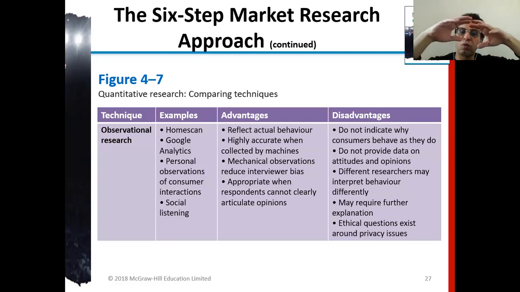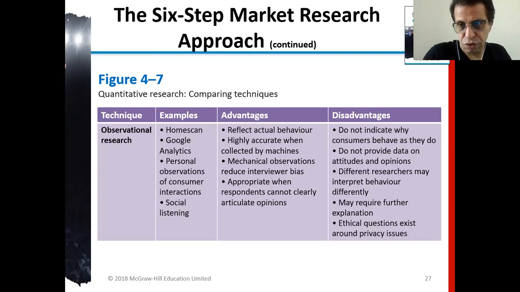When we do quantitative research, we said there are different techniques for it. So let's compare the different techniques. The first one is observational research. Examples are a home scan, or Google Analytics, which is observing. There is also personal observation of consumer interaction and social listening.